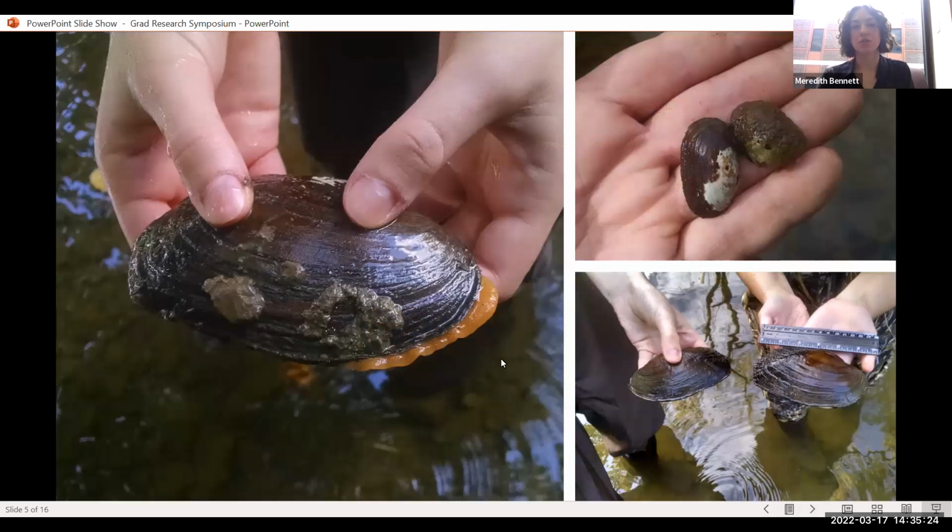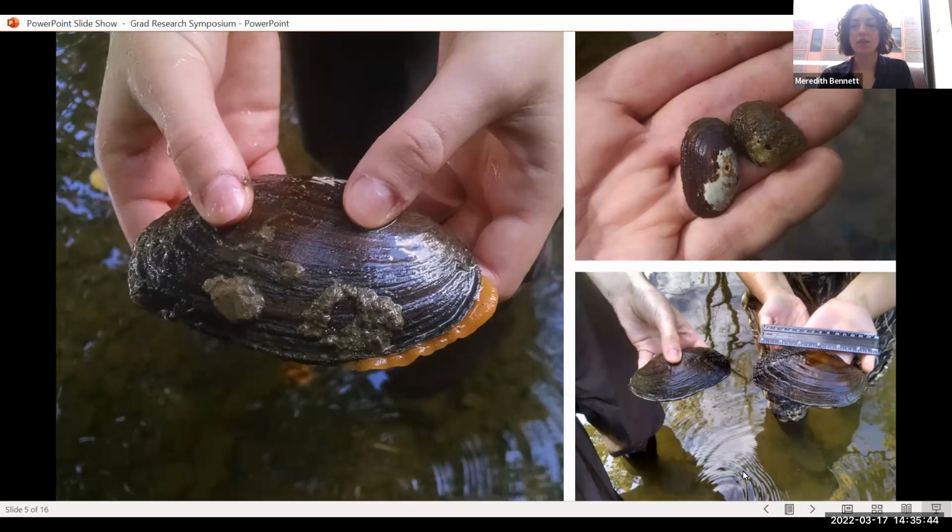So here are just some pictures of freshwater mussels that I have found in the field. The 2 pictures of the larger mussels are Lasmigona costata, or fluted shell. All of these are found in Pine Creek. The smaller one is the lilliput, which is a little bit more rare.